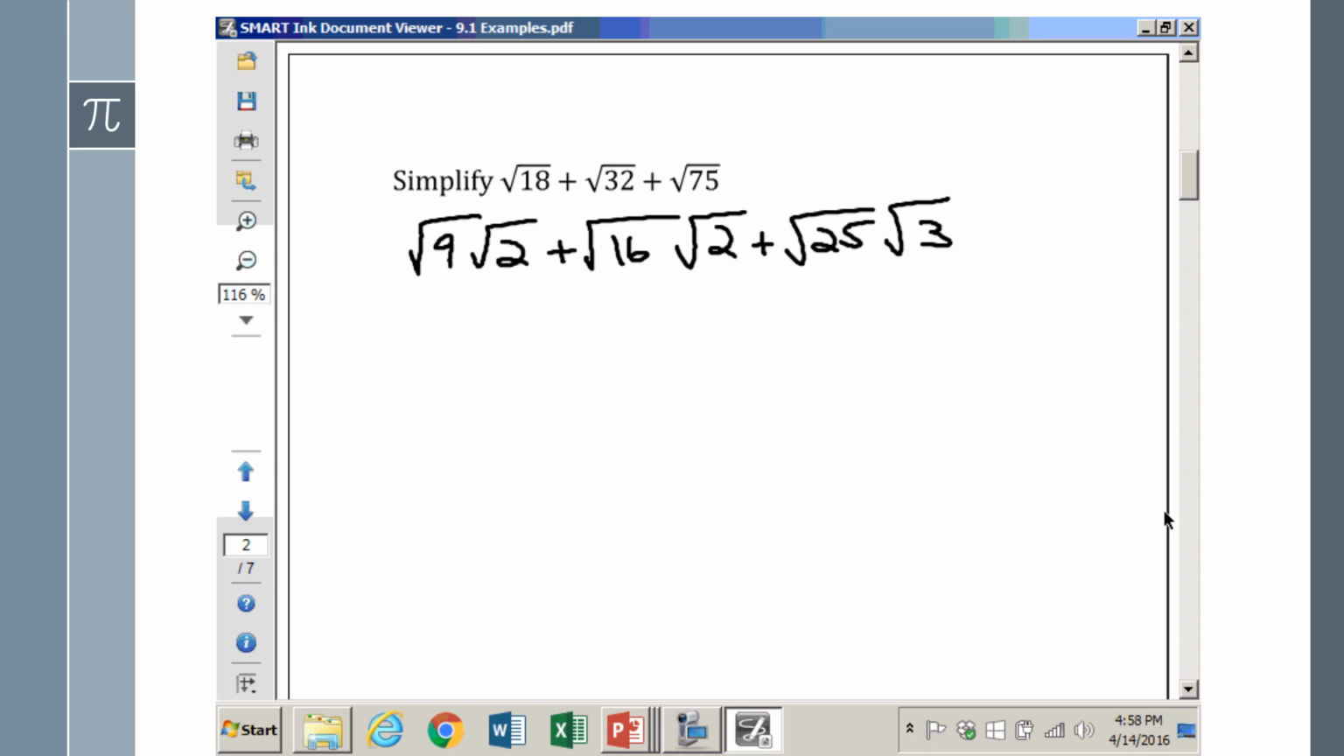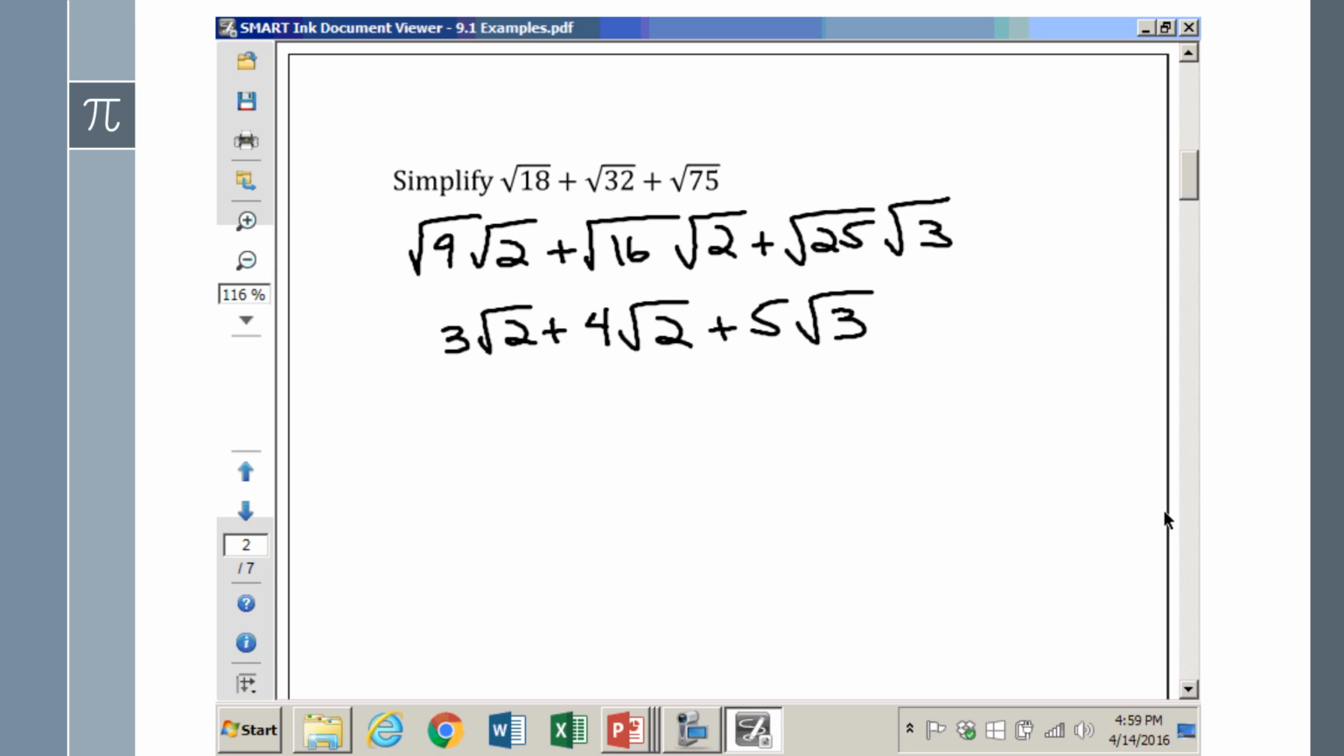Now we'll go ahead and simplify our perfect squares. So this becomes 3 times the square root of 2 plus 4 times the square root of 2 plus 5 times the square root of 3. The thing we need to keep in mind is that radicals are treated like variables, and the numbers in front that are being multiplied are like coefficients with those variables. So we would treat the square root of 2 as x and the square root of 3 as y.